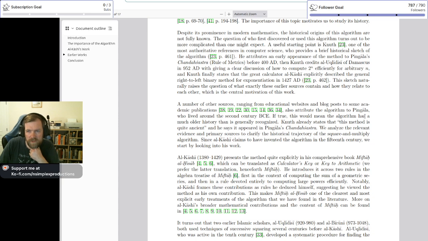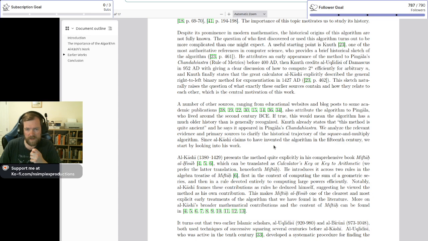If true, this would mean that the algorithm has a much older history than is generally recognized. Knuth already states that this method is quite ancient, and he says it appeared in Pingala's Chandasastra. We analyzed the relevant evidence and primary sources to clarify the historical trajectory of the square and multiply algorithm. Since Al-Kashi claims to have invented the algorithm in the 15th century, we start by looking into his work.